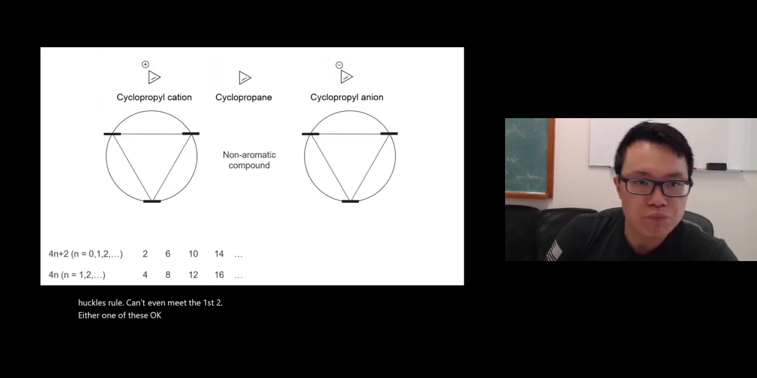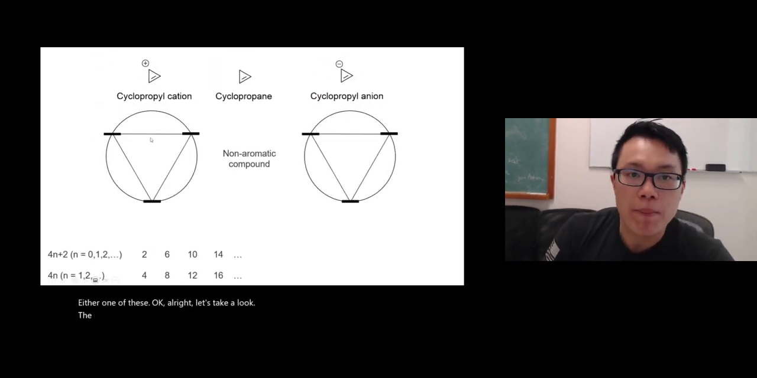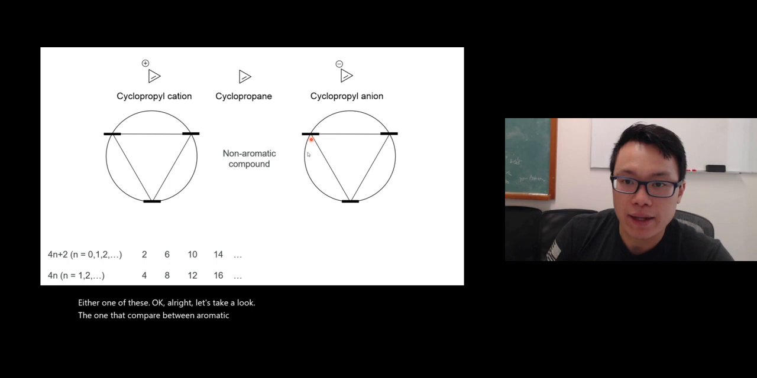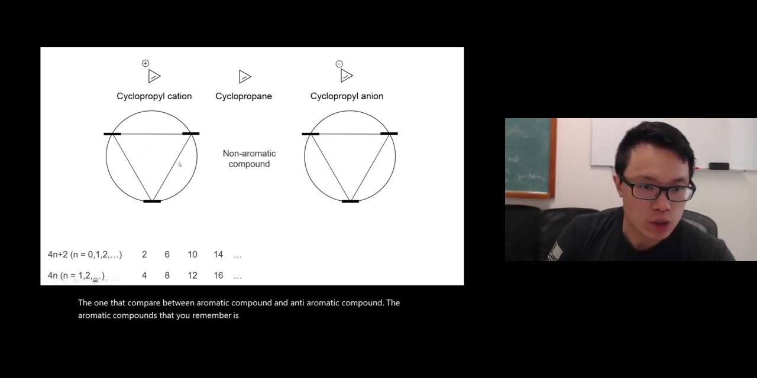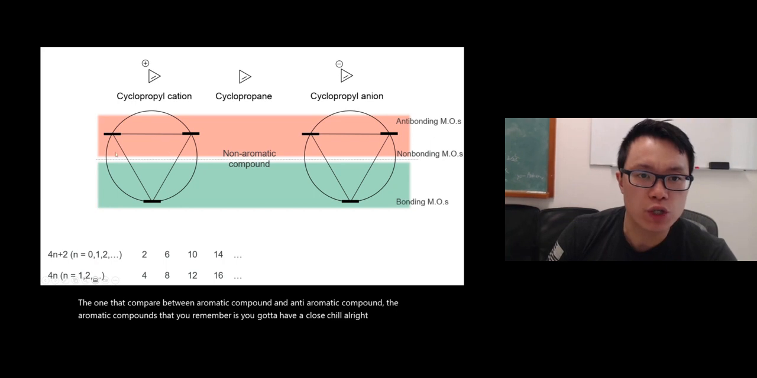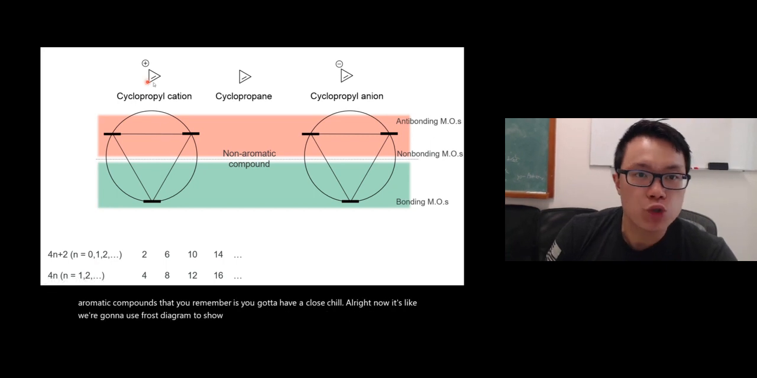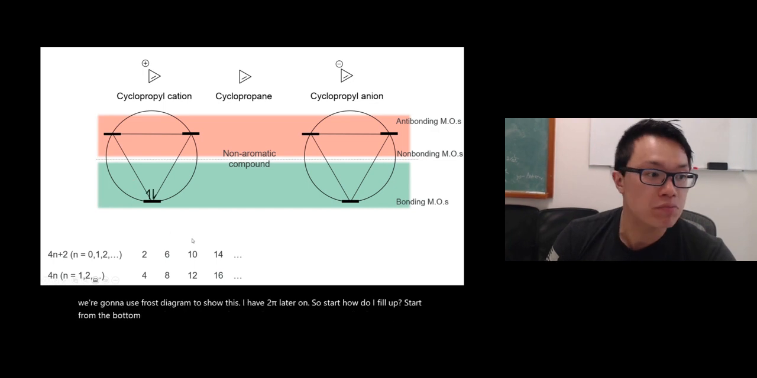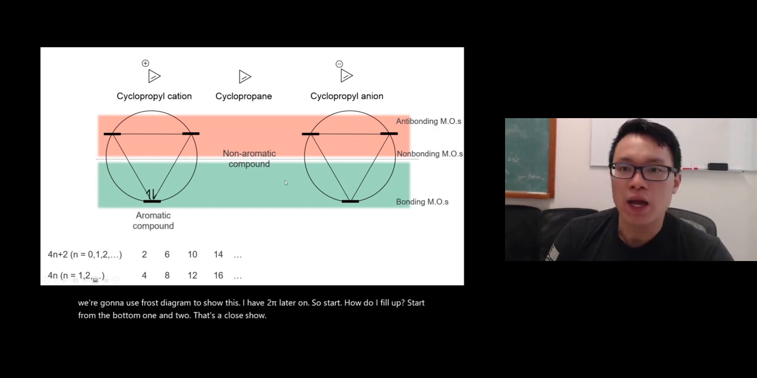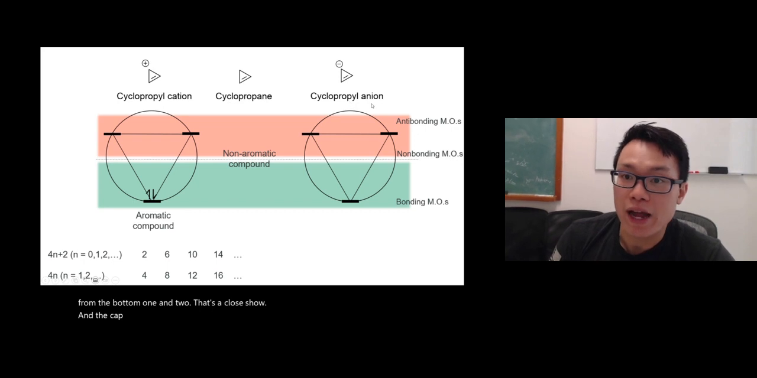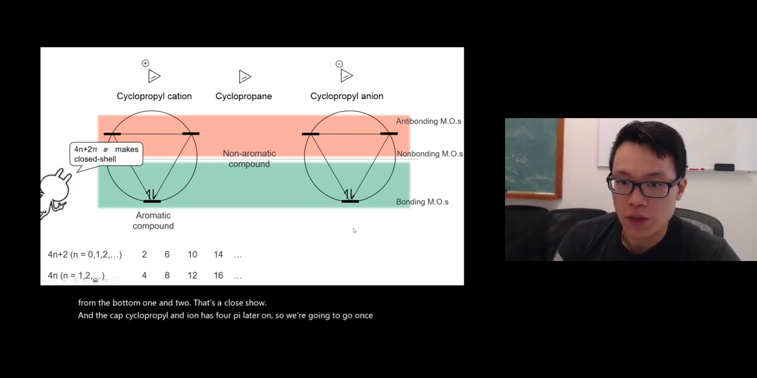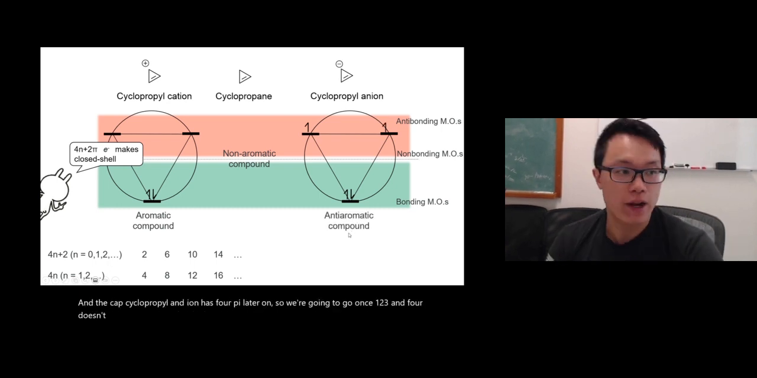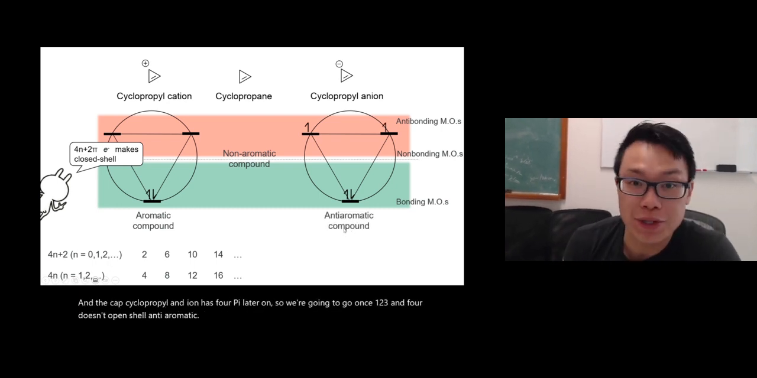Let's take a look at the comparison between an aromatic compound and an anti-aromatic compound. If you remember, an aromatic compound has to have a closed shell. We're going to use a Frost diagram to show this. This one has two pi electrons. How do I fill it up? Start from the bottom, 1 and 2. That's a closed shell. The cyclopropyl anion has four pi electrons, so we go 1, 2, 3, and 4. That's an open shell, anti-aromatic. That's how you do it.